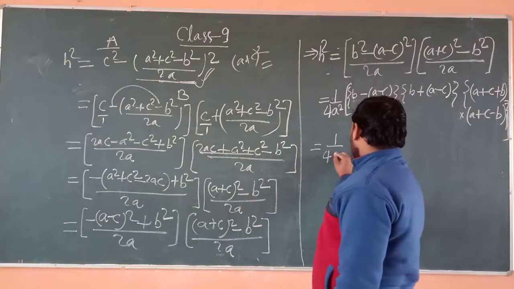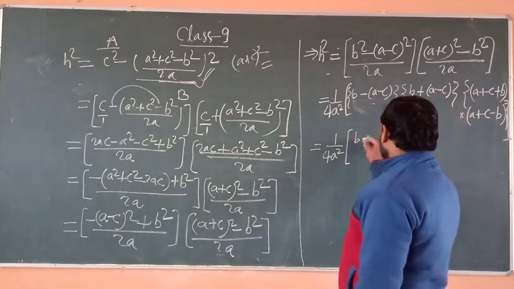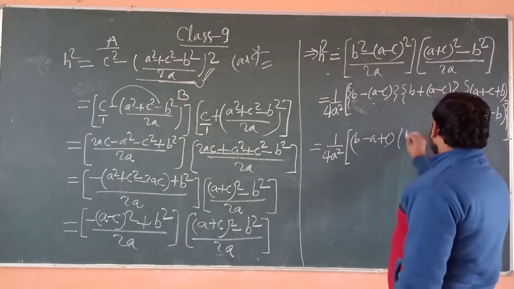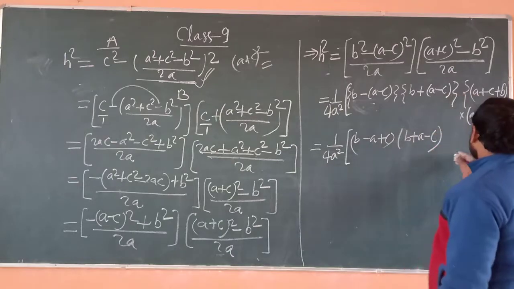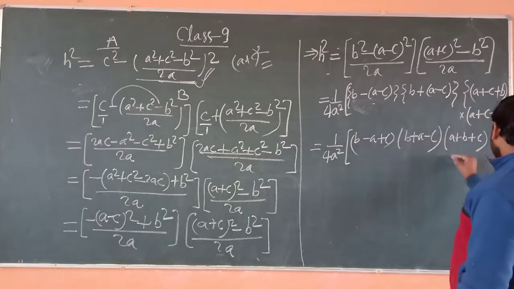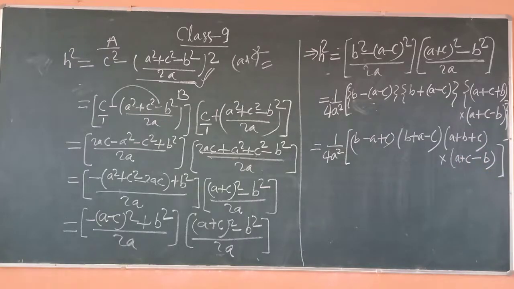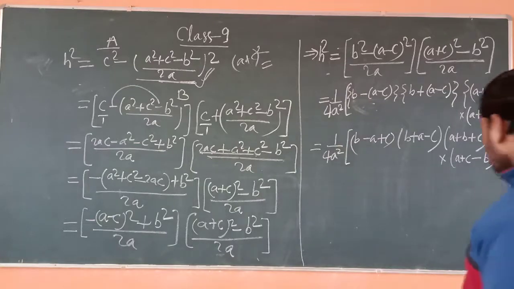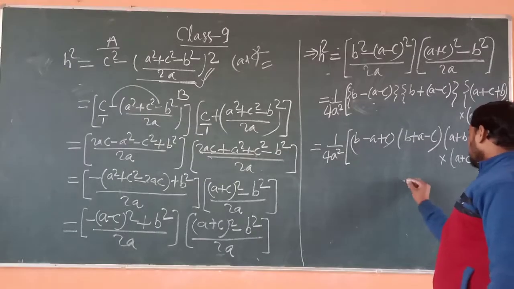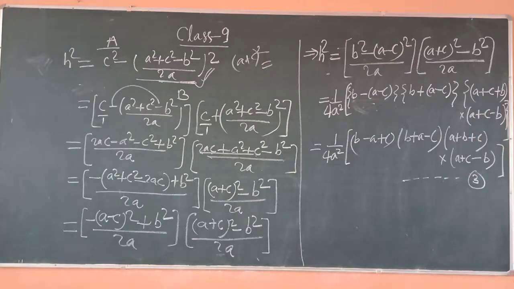One upon a square, b minus a plus c into b plus a minus c into a plus b plus c into a plus c minus b. Now let it be equation number 3rd.